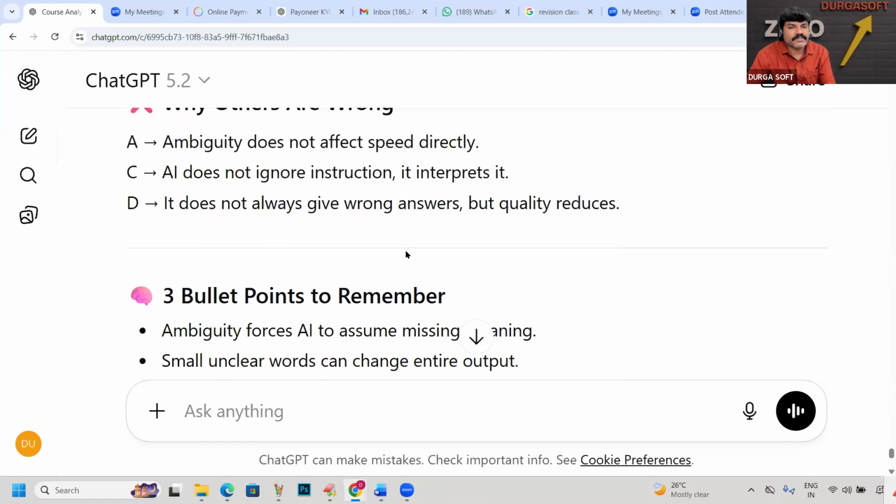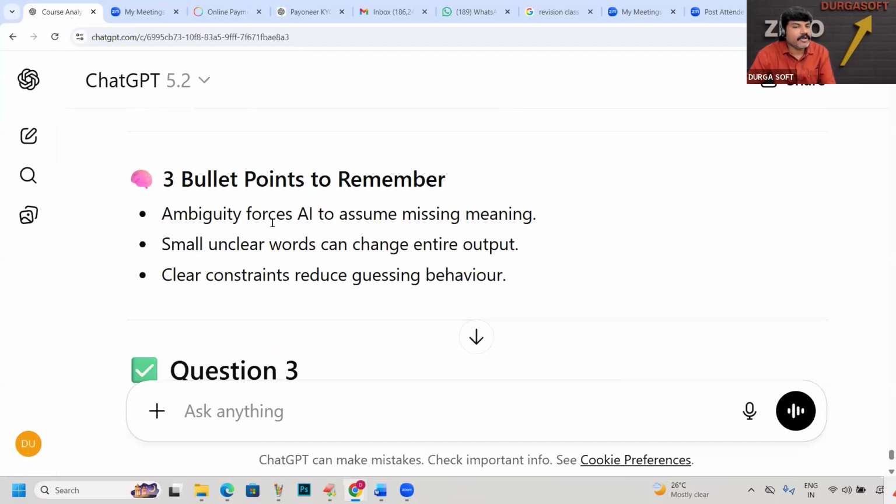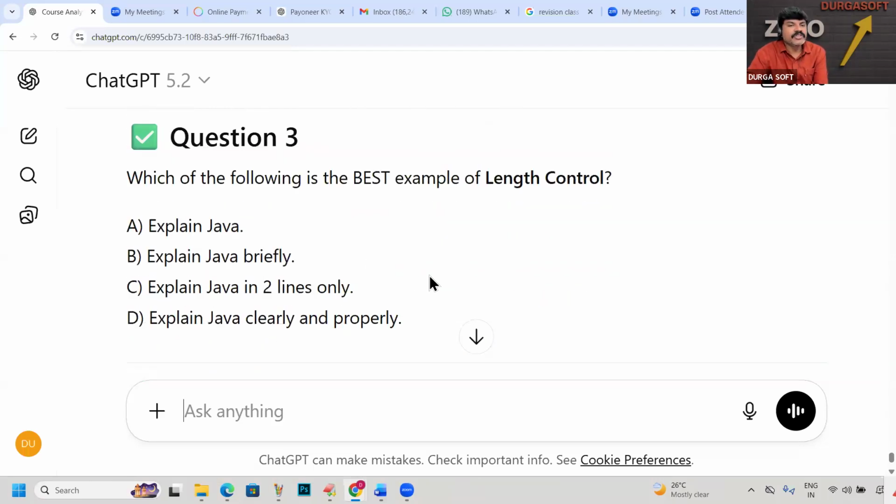Okay, perfect. Now, ambiguity forces AI to assume missing meaning. Small unclear words can change the entire output. Clear constraints reduce guessing behavior. Perfect.